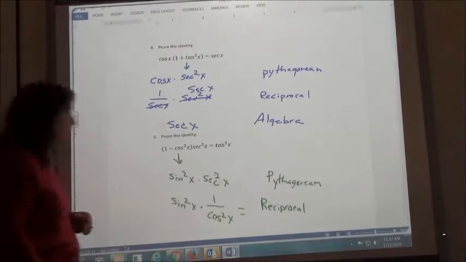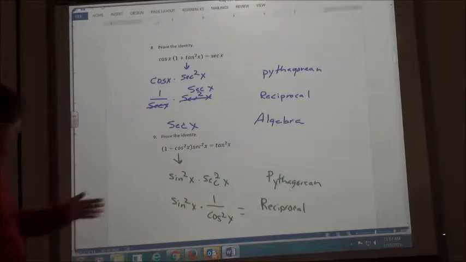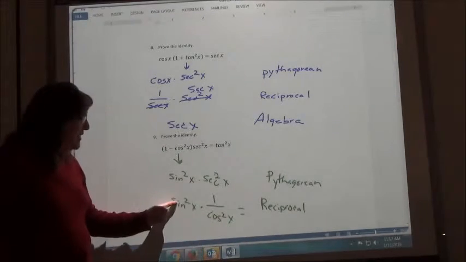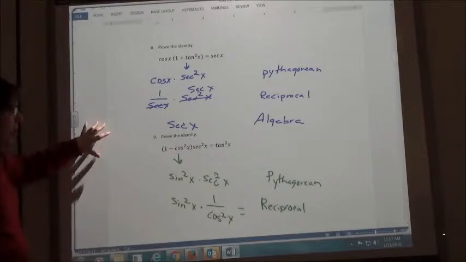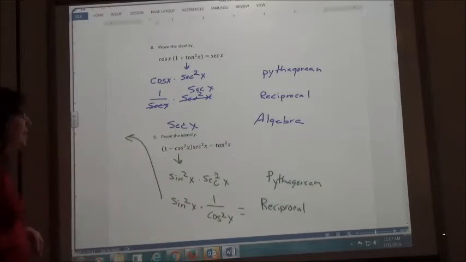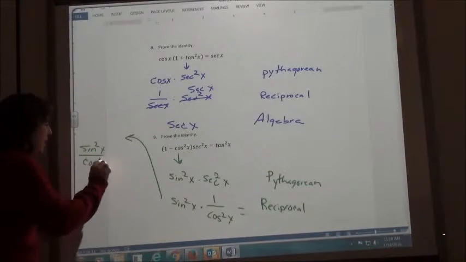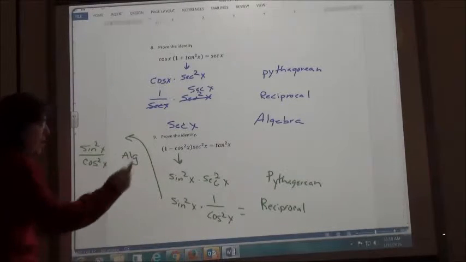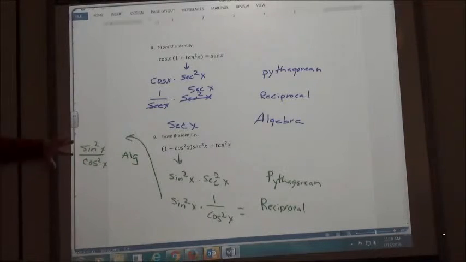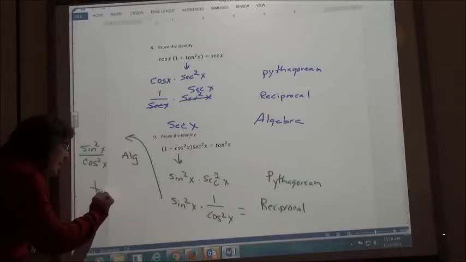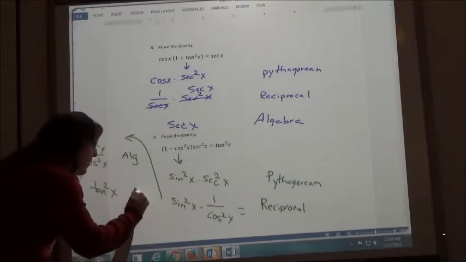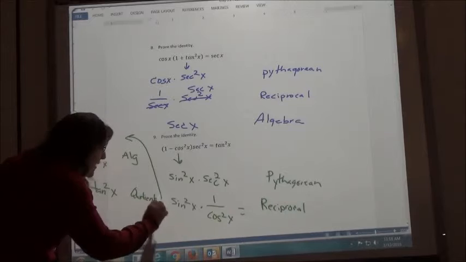I should have probably left myself some more room. But here, if I do algebra, I'm going to get the sine squared over the cosine squared. I'm going to come up here since I didn't leave myself room. So I'm going to have sine squared of x over the cosine squared of x, just using algebra to combine my two expressions. And again, sine over cosine is tangent using my quotient identity. So sine squared over cosine squared is tangent squared of x, and that's my quotient identity.